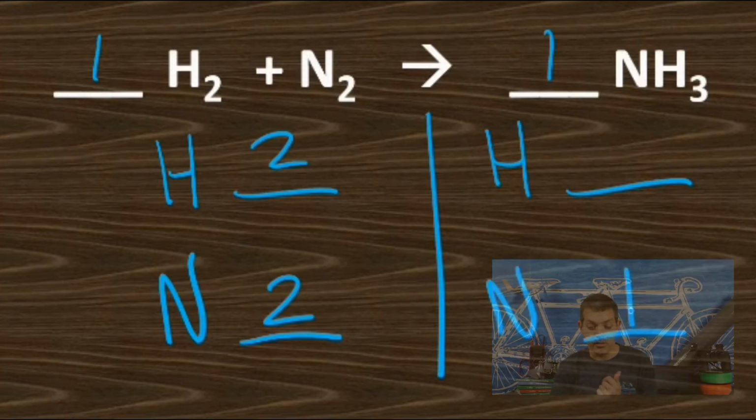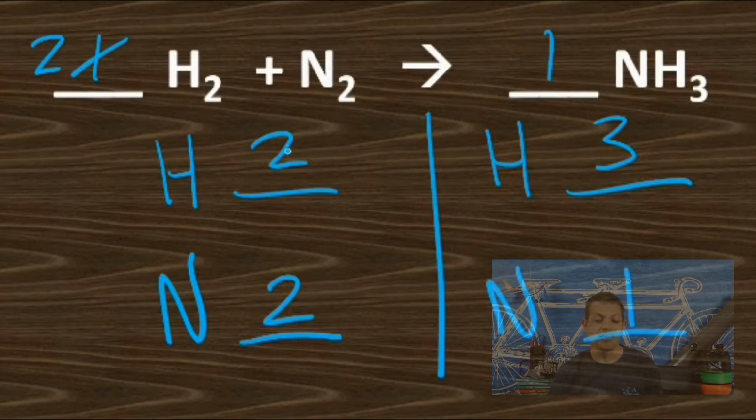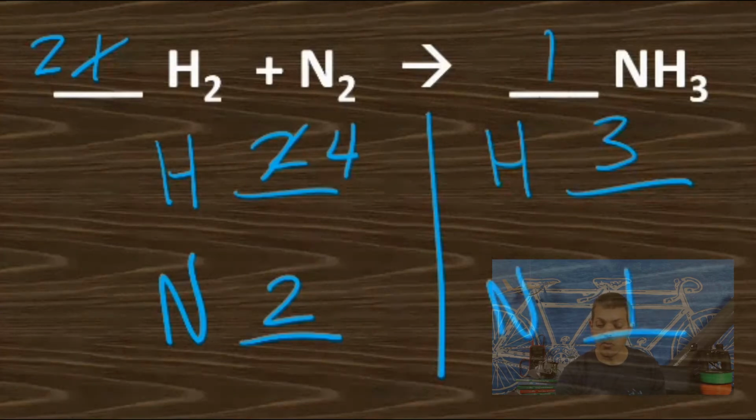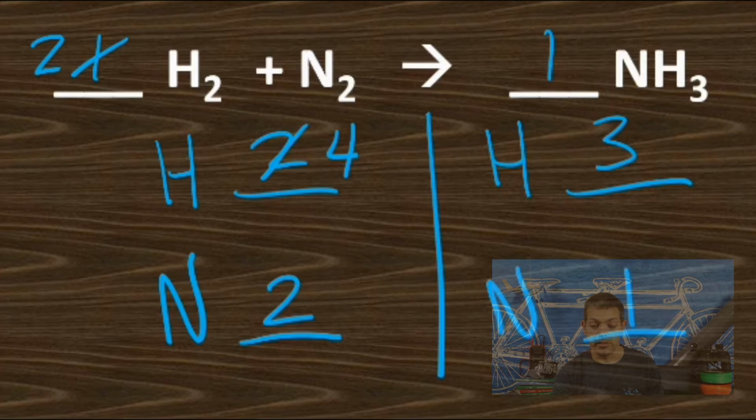Okay, not right. So let's start with the hydrogens. We know the number can't be 1 because the hydrogens are less. So if we change this to 2, let's see how that impacts our problem. We got 4. Well, that didn't do us any good, right? What if we were to change that to a 3? Okay, we get 3 H2, so now we have 6 hydrogens, and we're still stuck.